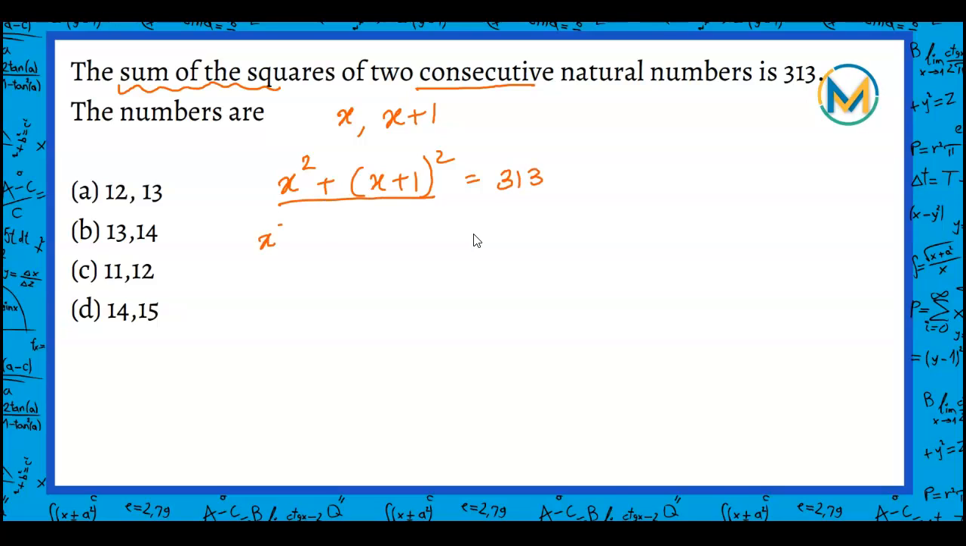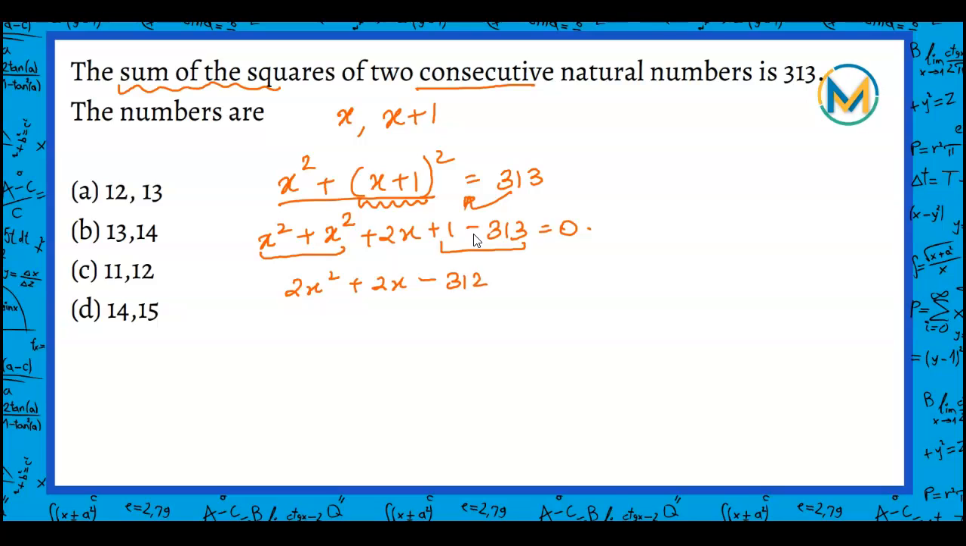We'll open this. So x square plus, I apply the identity a plus b the whole square, so I get x square plus 2x plus 1. This comes this side, so I get minus 313 is equal to 0. So this becomes 2x square plus 2x and 1 minus 313 is minus 312 is equal to 0. We divide this entire equation by 2 and I get x square plus x minus 156 is equal to 0. I have to factorize this again.